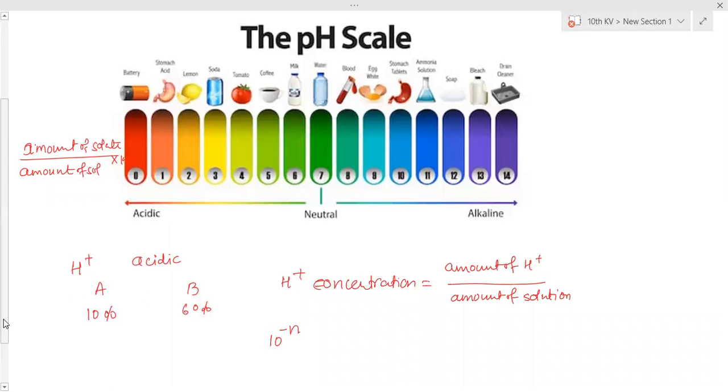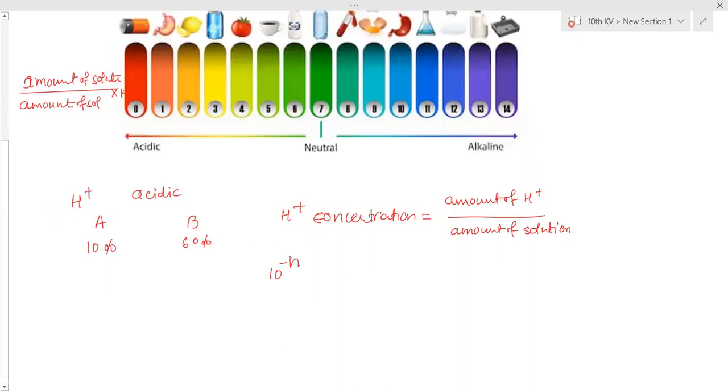Whenever they calculated this value, they found that the H plus ion concentration is approximately represented as 10 to the power minus n. N can be any number, a positive number actually. It is a magnitude. So if the H plus ion concentration in a substance is 10 to the power minus 1, it is represented as that many moles per liter. So these many hydrogen ions are present in 1 liter of solution.